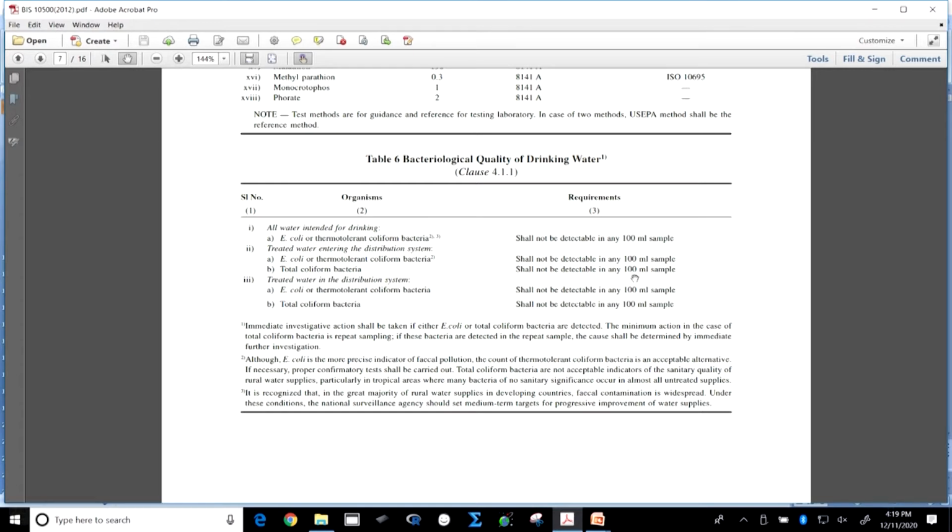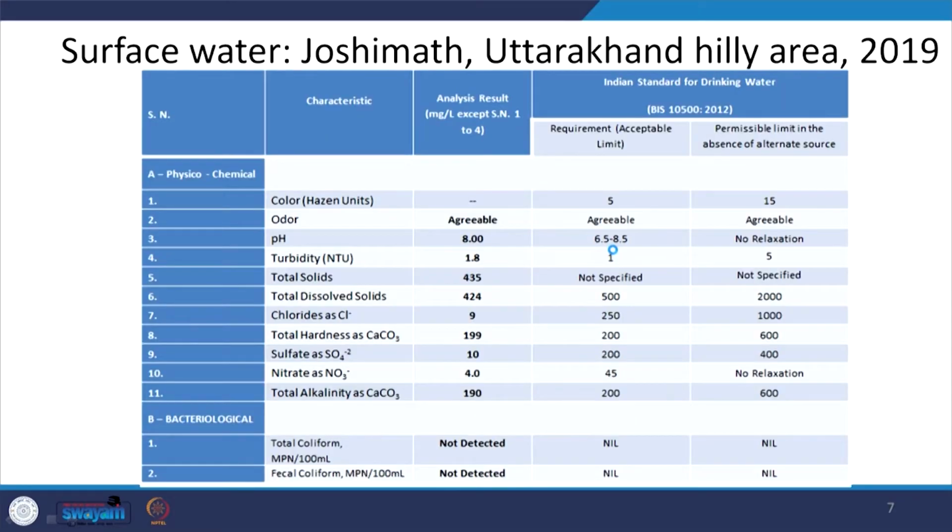So, let us move on or come back to where we were. Okay. So, let us get this started. Sample water quality report, I think from IIT Roorkee, of water from Joshimath, I think lower Himalayas in Uttarakhand, hilly area, recently, I guess. Let us look at what we have.